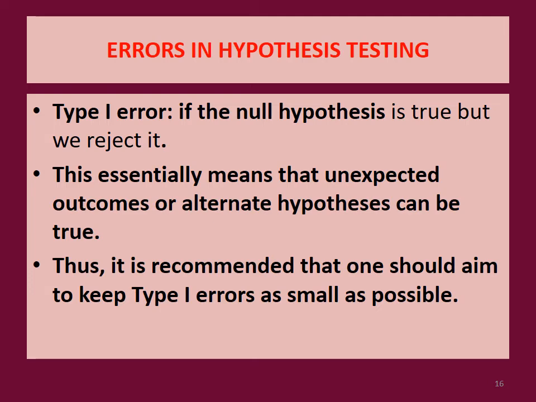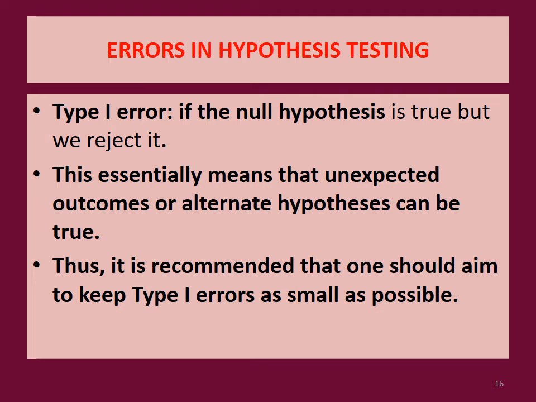Then the type 1 error. Actually, this essentially means that an unexpected outcome, or the alternative hypothesis, can be true. The unexpected outcome is that when we reject the null hypothesis, we need to accept the alternative hypothesis. But the alternative hypothesis is not true, but we accept it as true. That is a great error, no? Thus, it is recommended that one should aim to keep type 1 errors as small as possible.